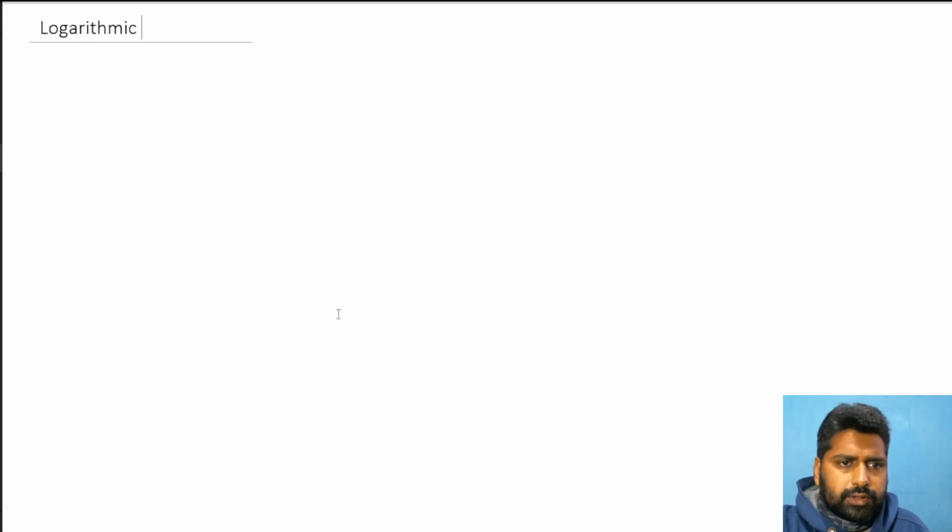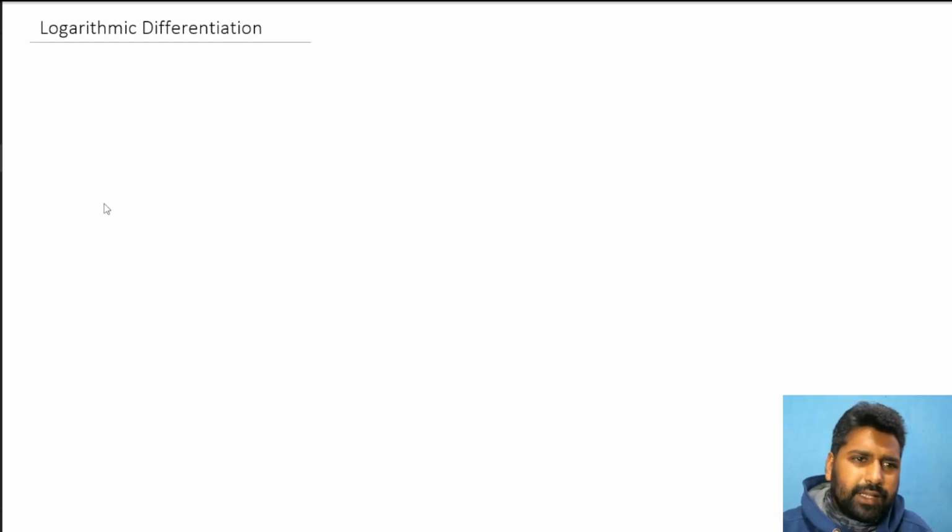We'll be continuing with our differentiation, and today we are going to look at logarithmic differentiation. Means we'll be taking help of log to ease the differentiation. Let's see first of all why is this helpful and how can we use this. For that we need the properties of log. So first I'll discuss the basic properties of log.